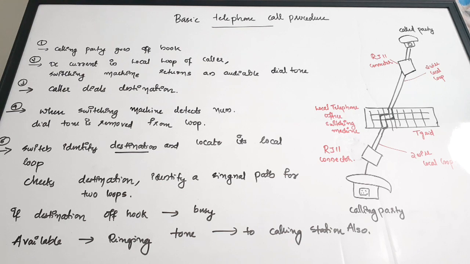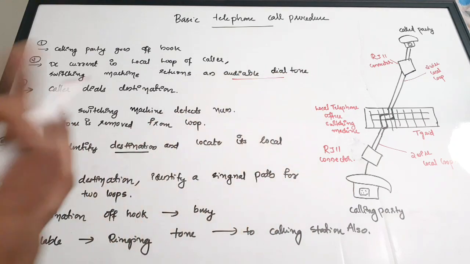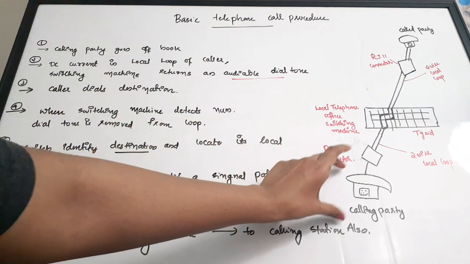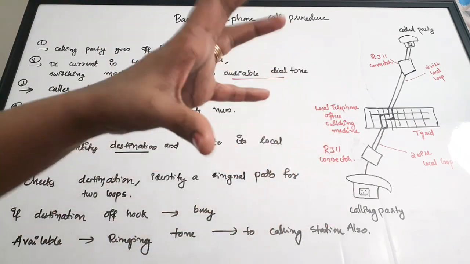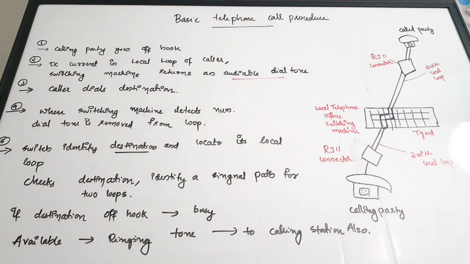So this audible dial tone, which is sent from the switching machine or the local telephone office, indicates that this telephone set is working and connected with the local telephone office. It is also an indication that you can make calls. Whenever you take your phone handset and place it on your ear, you should hear this dial tone. Only then is your phone connected. So this procedure will happen. That is the second step.